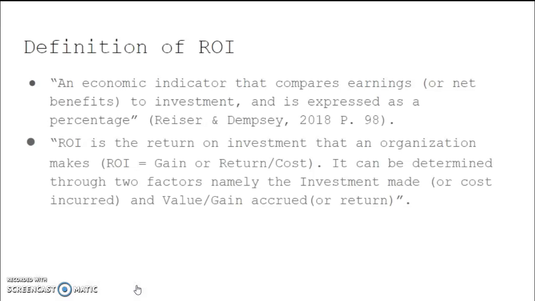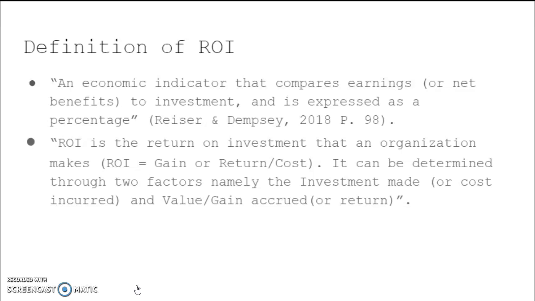Return on investment, or ROI, is defined in many ways throughout the educational field, but as it relates to instructional design, it is defined by Reiser and Dempsey in the 2018 edition of Trends and Issues in Instructional Design and Technology as an economic indicator that compares earnings or net benefits to investment and is expressed as a percentage. ROI equals gain or return over cost in the equation form.